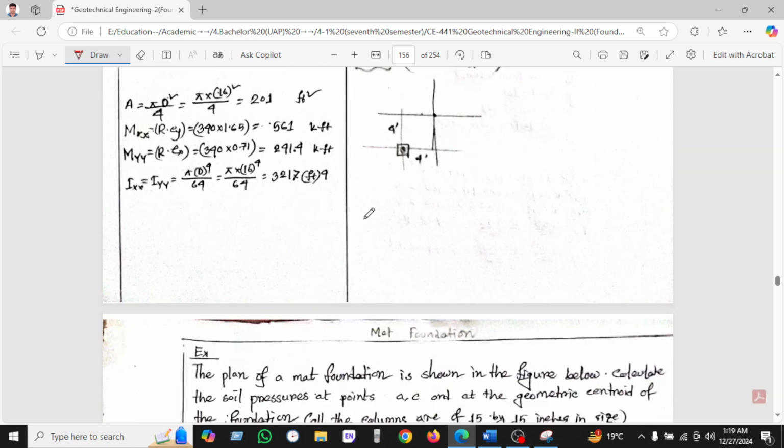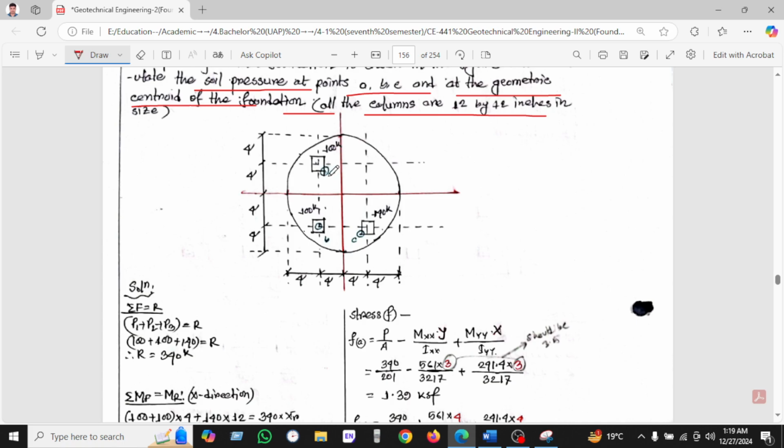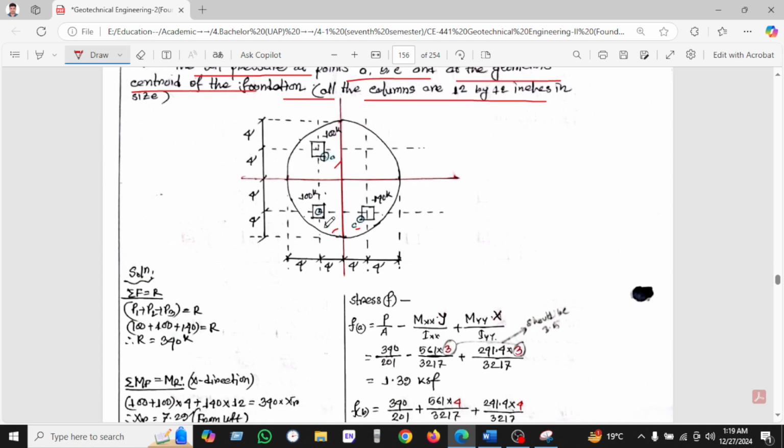So let's see another example here. The plan of a mat is shown in the figure below. Calculate the soil pressure at the points A, B, C, and the geometry is centroid footing. All the columns are given 12 by 2. So this is the given. So A, B, C is given here.